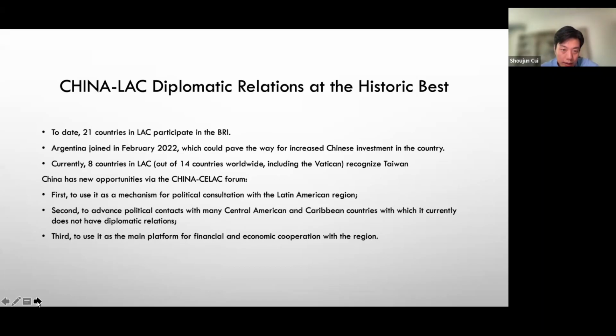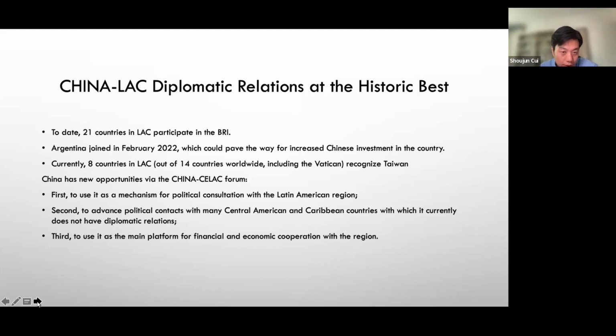And also, right now, only 8 countries in Latin America recognize Taiwan. And China successfully switched quite a few countries' diplomatic ties from Taiwan to mainland China. I think Costa Rica also witnessed this kind of diplomatic switch, right?